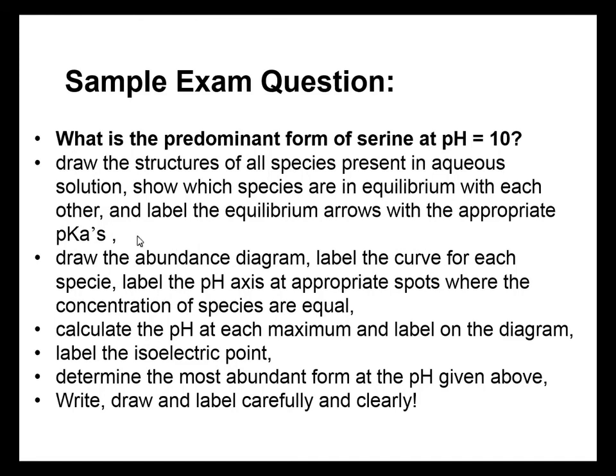In class, we'll go through how to draw the abundance diagram, calculate the pH at each maximum, and label the isoelectric point, not just the isoelectric species. And then, much as we did with outcome 12, you'll be able to determine the most abundant form just by reading the graph at the given pH.